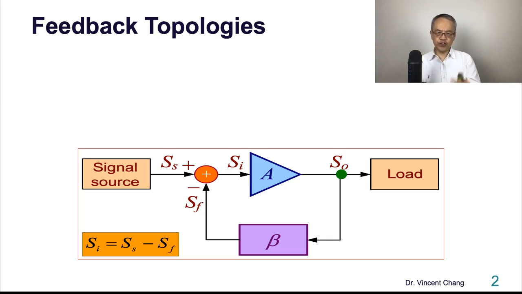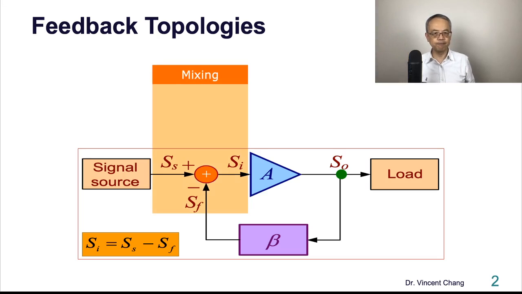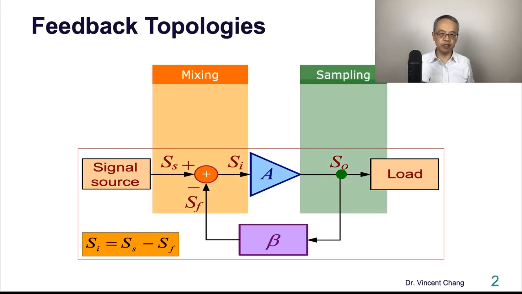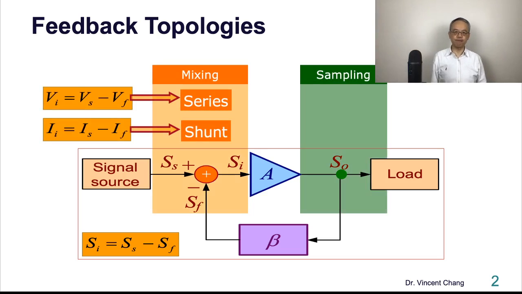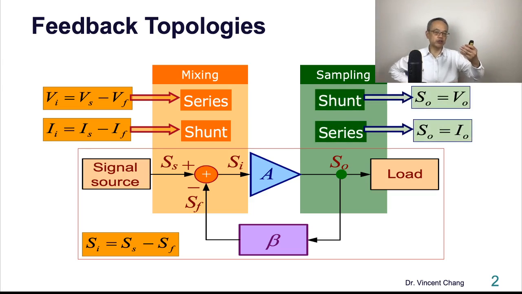So let's quickly review the feedback topologies. Here's the ideal feedback structure. On the left-hand side, you have mixing. On the right-hand side, you have sampling. On the left-hand side, there are two ways of mixing: series mixing for the voltage signal and shunt mixing for the current signal. On the right-hand side, also two ways of sampling: shunt sampling for voltage sampling and series sampling for current sampling.